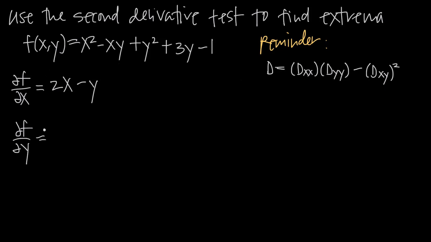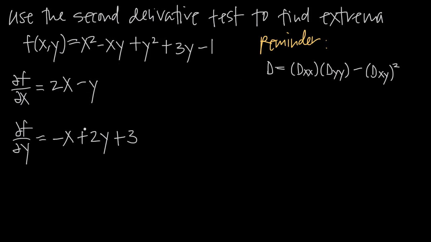If we take the partial derivative with respect to y, the derivative of x squared is 0. The derivative of negative xy will be negative x. The derivative of y squared will be plus 2y, and the derivative of plus 3y will be plus 3. The derivative of a constant, negative 1, is always 0. So now we have our first order partial derivatives.